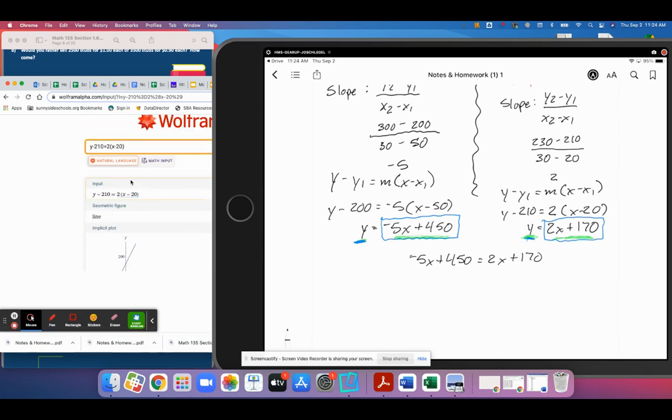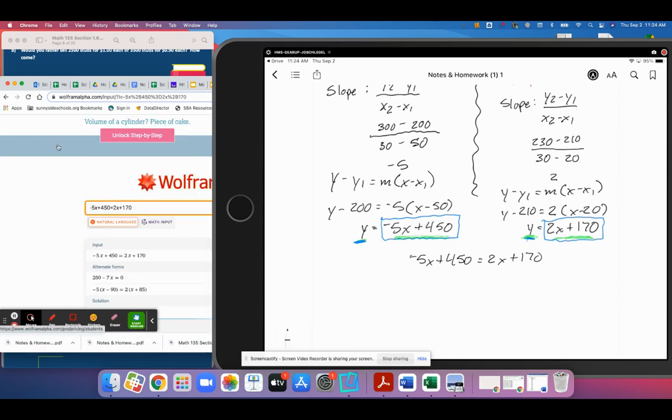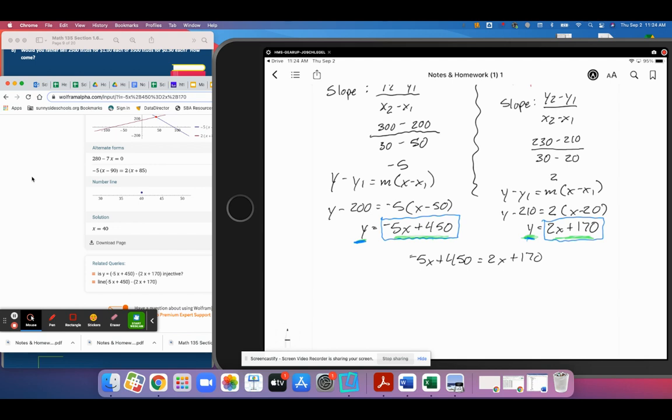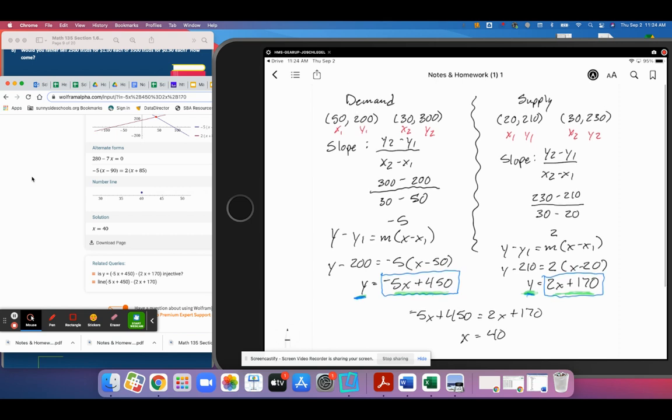We let the Wolfram do the work for us. Negative 5x plus 450 is equal to 2x plus 170. And you may notice this is exactly like you've done in other classes. Solving a system of linear equations by substitution is what that would have been called. And we get the number x equals 40. Now this is only part of the solution. Everyone, x equals 40 tells us the x value, but we are still in search of the y value.